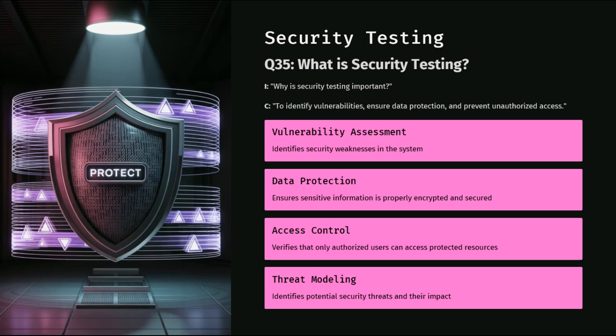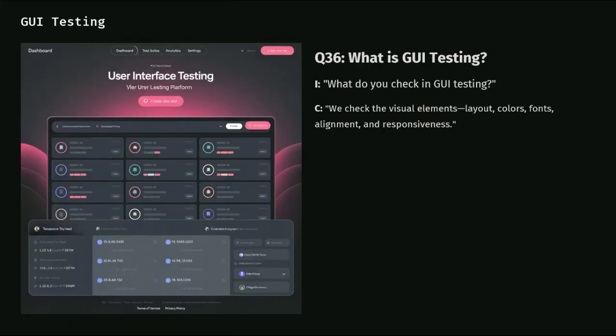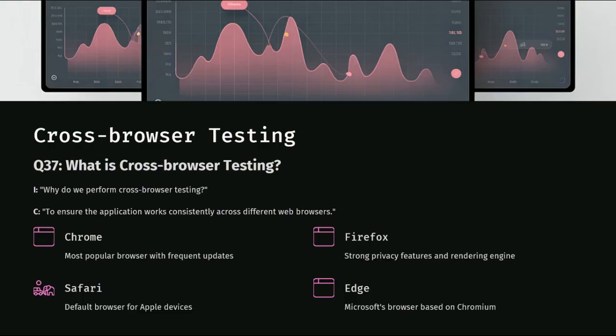Next is, what is security testing, or why is security testing important? To identify vulnerabilities, ensure data protection, and prevent unauthorized access. Right? Next is, what is GUI testing, or what do you check in GUI testing? So the answer is, we check the visual elements, layouts, colors, fonts, alignments, and responsiveness. Next is, what is cross browser testing, or why do we perform cross browser testing? To ensure the application works consistently across different web browsers.